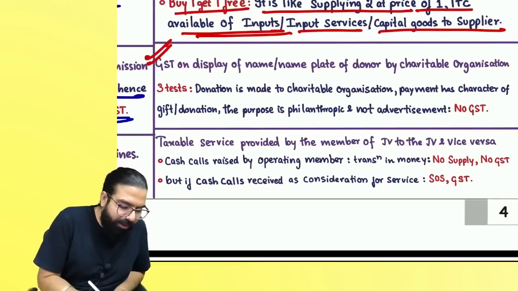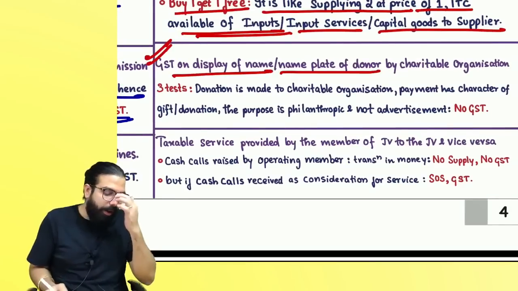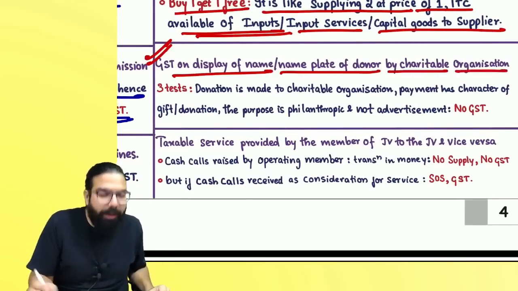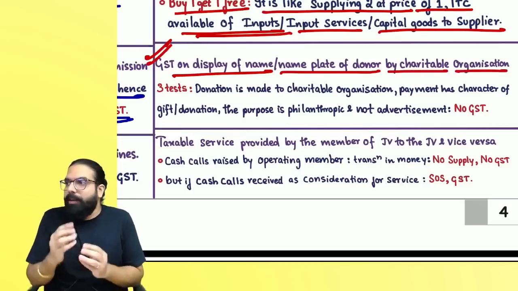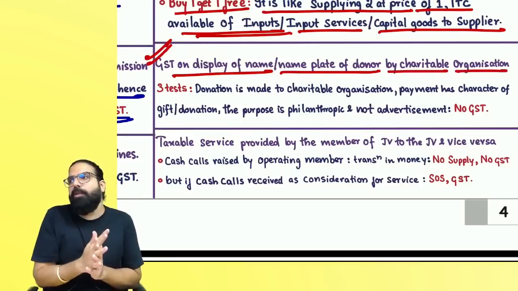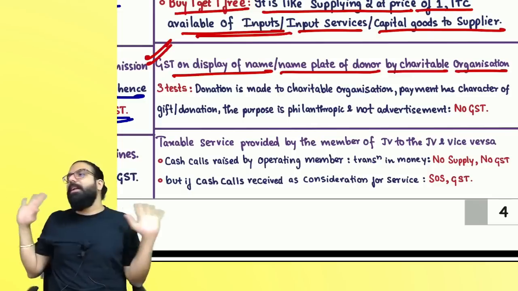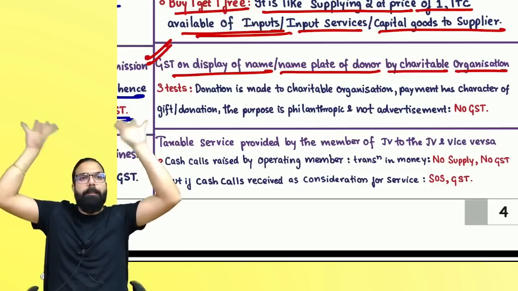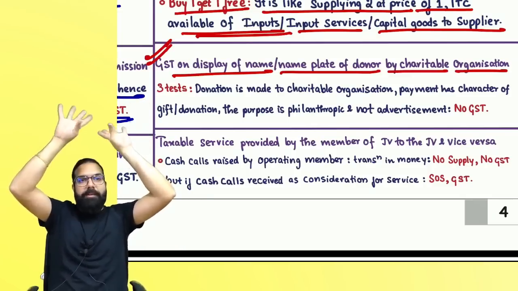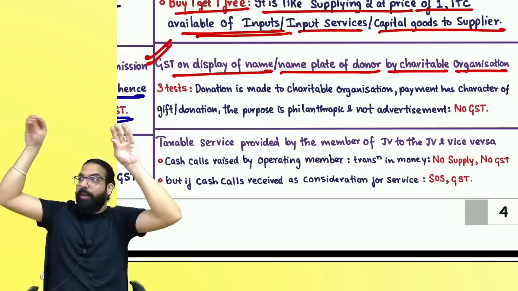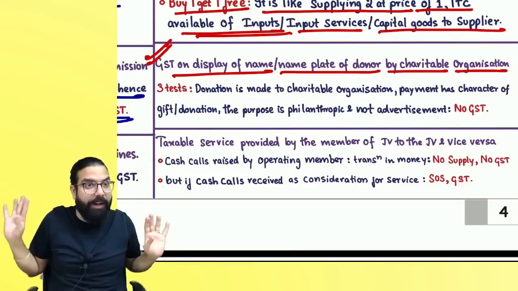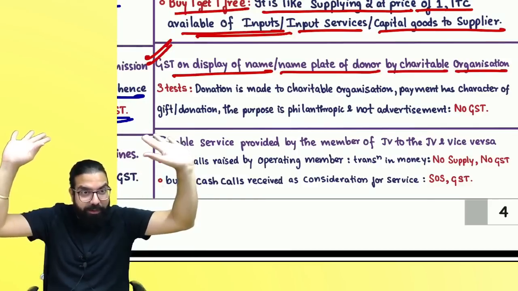The next one is GST on display of name or nameplate of donor by a charitable organization. What is it telling over here? If there is a charitable organization, and supposing I have donated 10 lakh rupees over there, and I have not asked anything in return, they have just put my nameplate there saying donated by Ramesh in the memory of his ex-girlfriend. Baba, only for classroom purpose. Okay, everyone. In the memory of his ex-girlfriend, he donated 10 lakh rupees. Baba, it's a gratitude service which Ramesh provided.